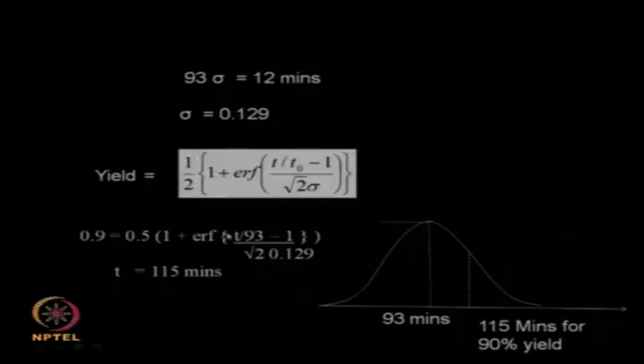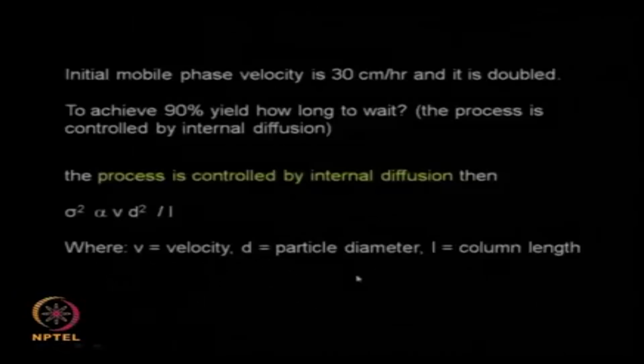So I use the same equation, and I have T, that is the only unknown, rest of the things are known. So T comes out to be 115 minutes. Okay, let us look at another problem where we are looking at the type of controlling mechanism.